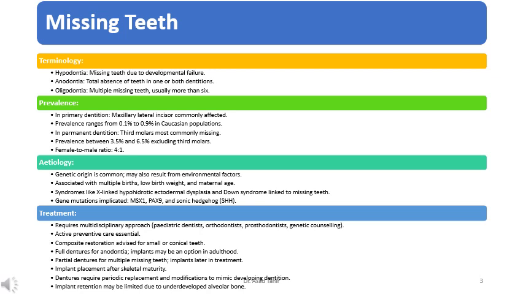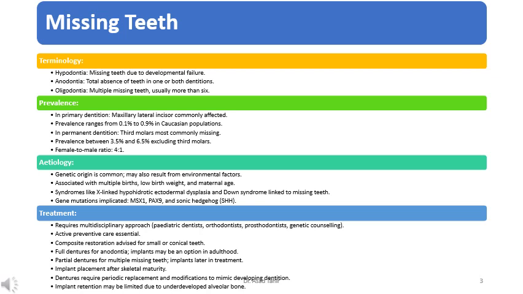Treatment. Requires multidisciplinary approach, pediatric dentists, orthodontists, prosthodontists, genetic counseling. Active preventive care. Composite restoration advised for small or conical teeth. Full dentures for anodontia, implants may be an option in adulthood. Partial dentures for multiple missing teeth, implants later in treatment.